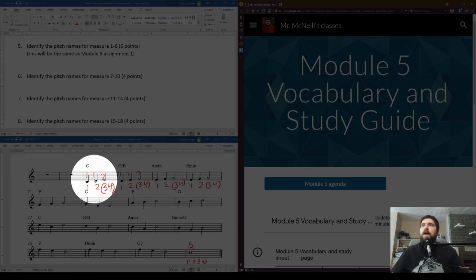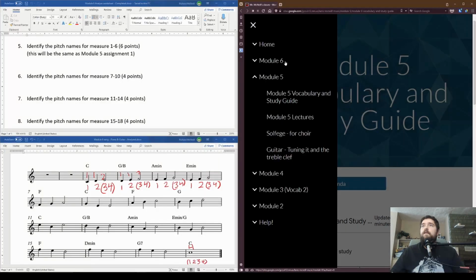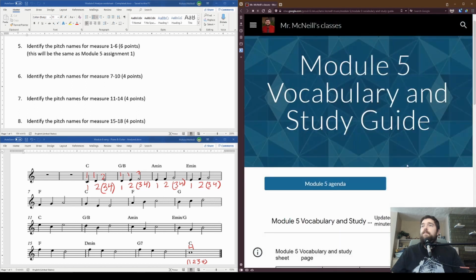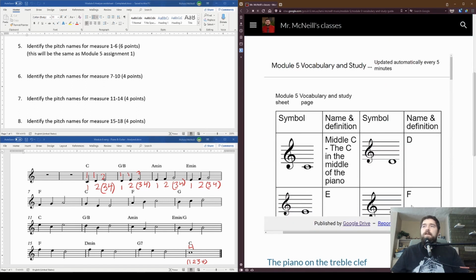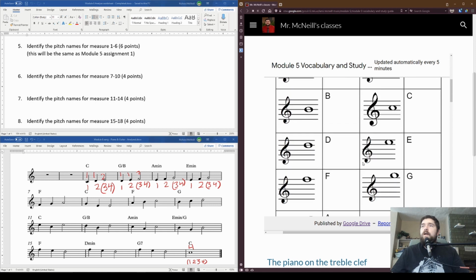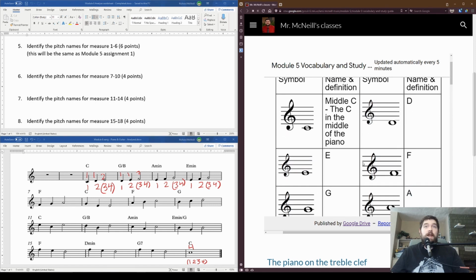To do that, over here on the right-hand side we have the Module 5 Vocabulary and Study Guide. This is on the website, under Module 5 Vocab and Study Guide, and that is going to tell us all that we need to know on identifying our pitch names.